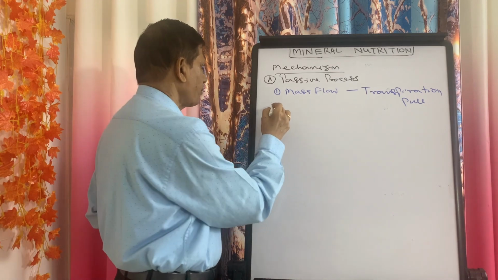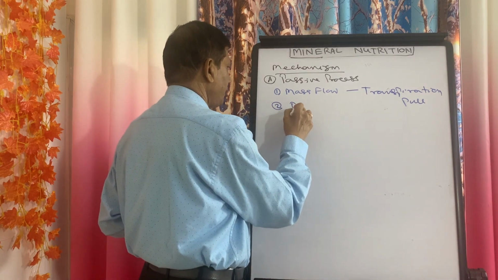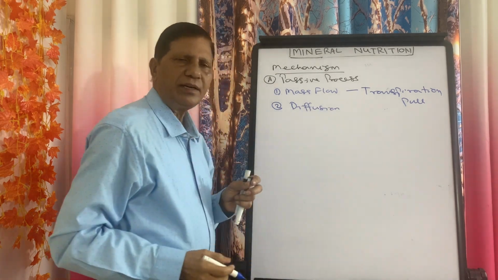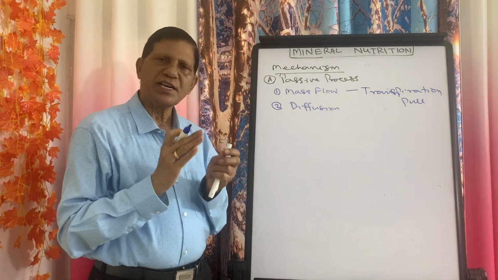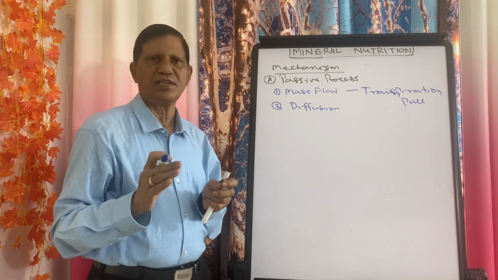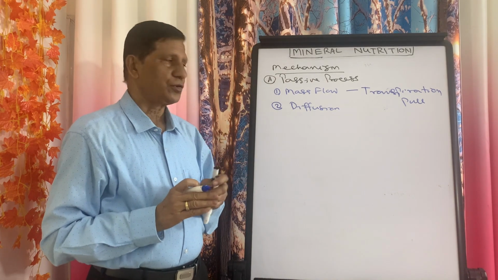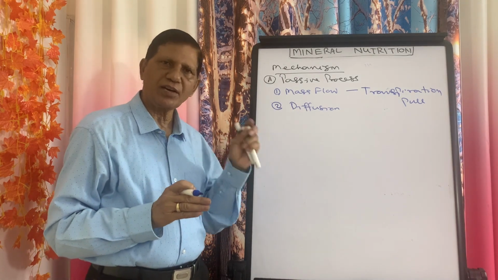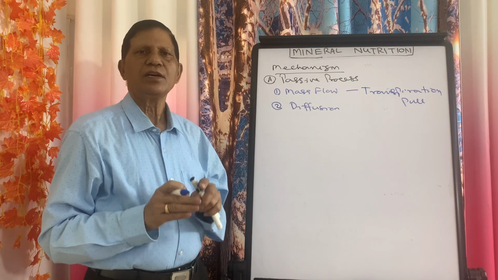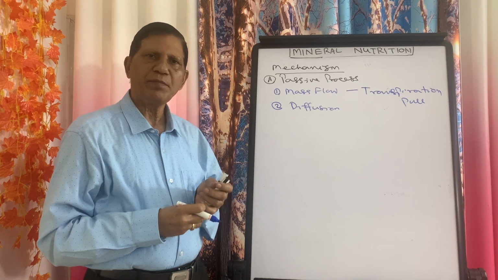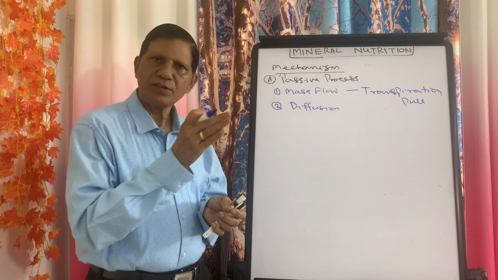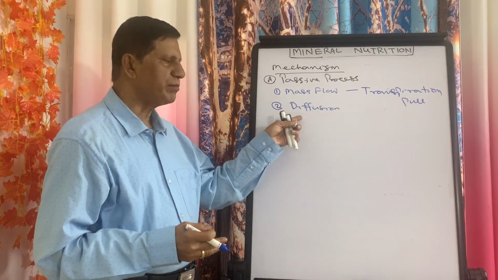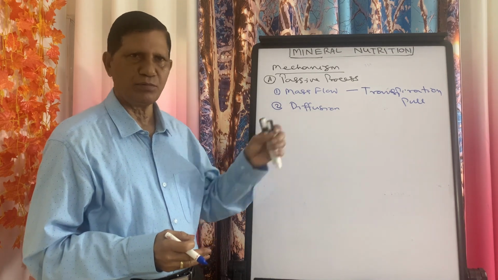Now the second one is diffusion. Usually in the soil, the concentration of ions is less than that of the cell. So how will they move by means of diffusion? Because diffusion means it moves from higher concentration to lower concentration. Some of the ions may be in higher concentration in the soil than in the root cells. So in that case, by the simple method of diffusion, they can move.